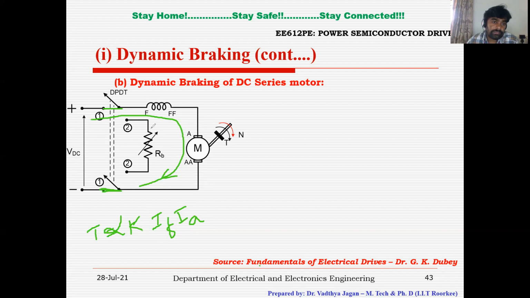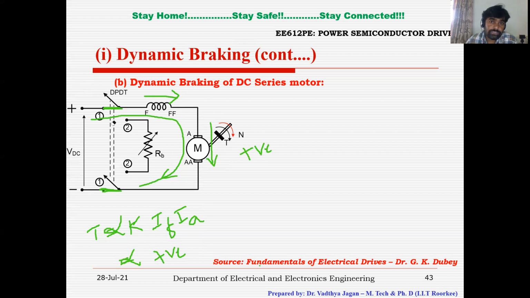Now what happens when I connect the DPDT switch to position number one? The field current is flowing from F to FF, and the armature current is also flowing from A to AA. Let us assume that the polarity is positive, so the torque will become positive, plus into plus becomes positive. No doubt the machine will operate as a motor in the first quadrant whenever it is connected to position number one. Now let us move on to position number two.